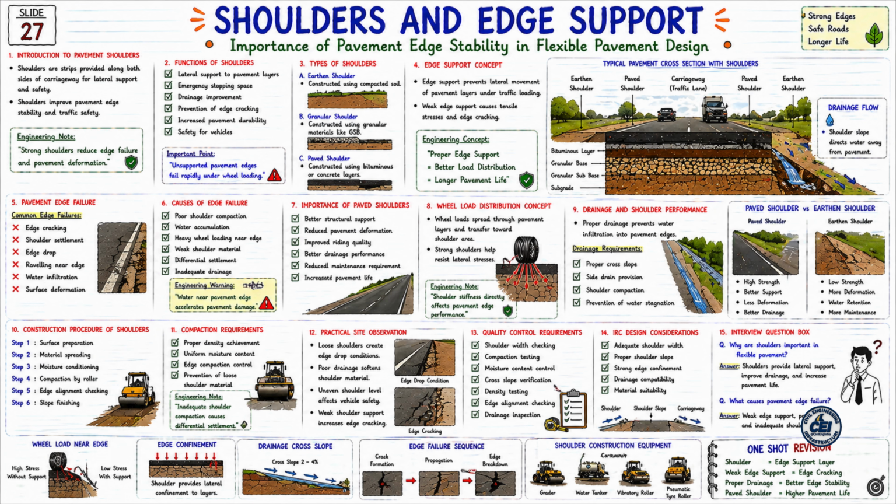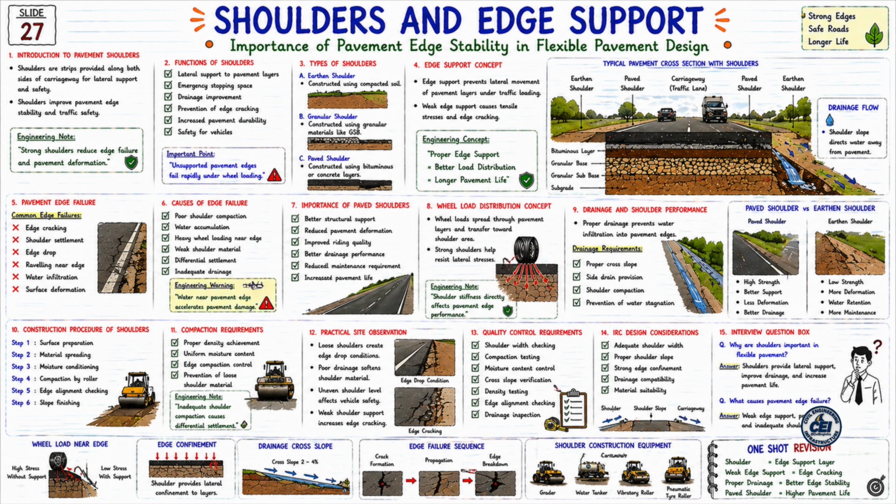Now let us look at the third topic. 3. Types of shoulders. Here are 3 major shoulder types. A. Earthen shoulder. Shoulder constructed from compacted soil. B. Granular shoulder. Shoulder constructed from GSB or granular materials. C. Paved shoulder. Bituminous or concrete surfaced shoulder. And in heavy traffic highways, paved shoulder is more preferred.